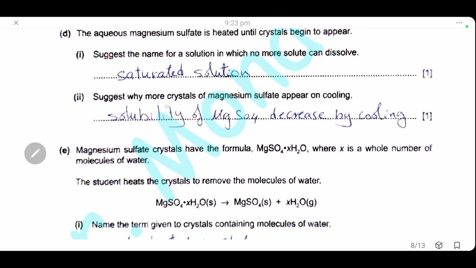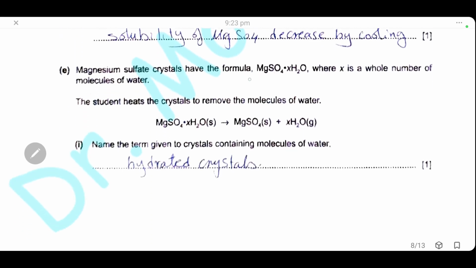Suggest why more crystals of magnesium sulfate will appear on cooling. By cooling, the solubility will decrease, so the magnesium sulfate crystals will start to crystallize out from the solution. Solubility of magnesium sulfate decreases by cooling.